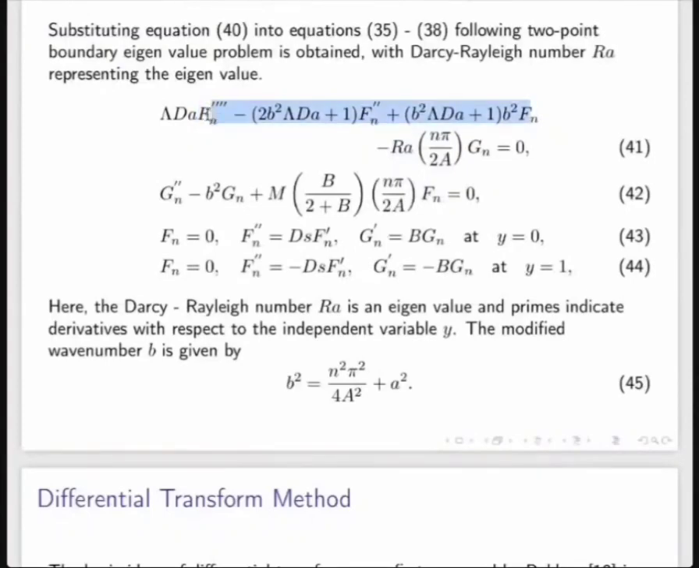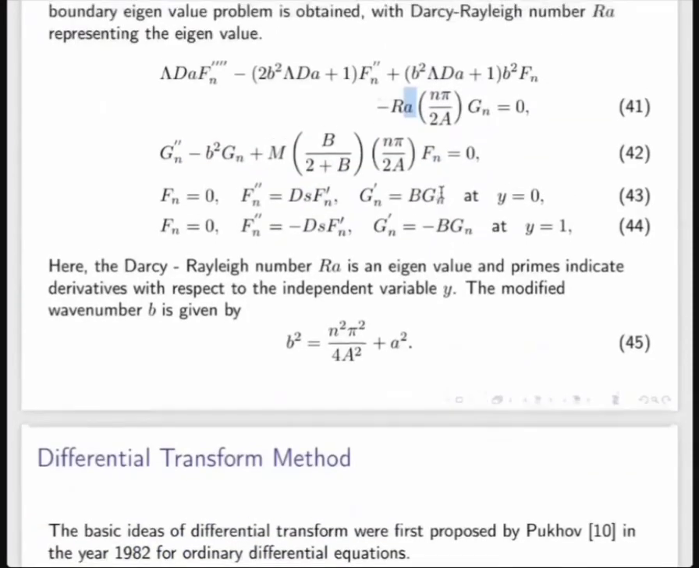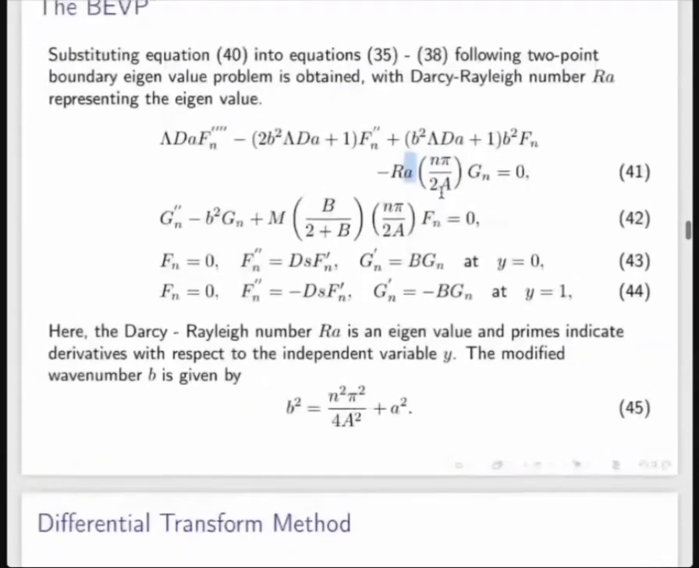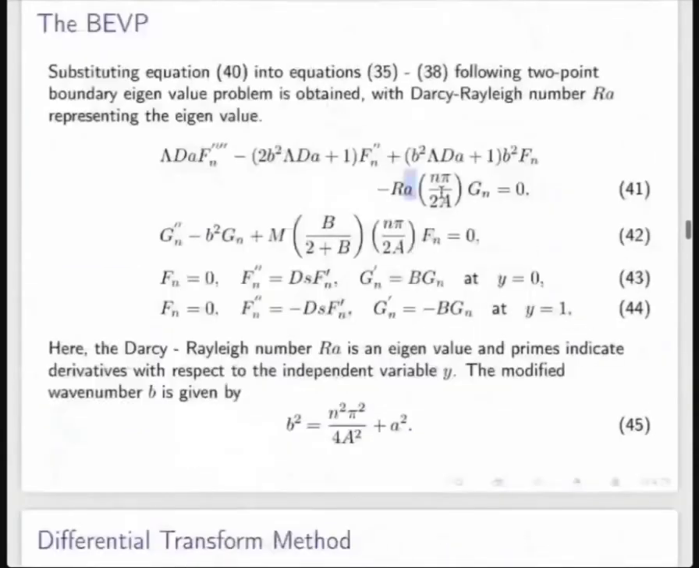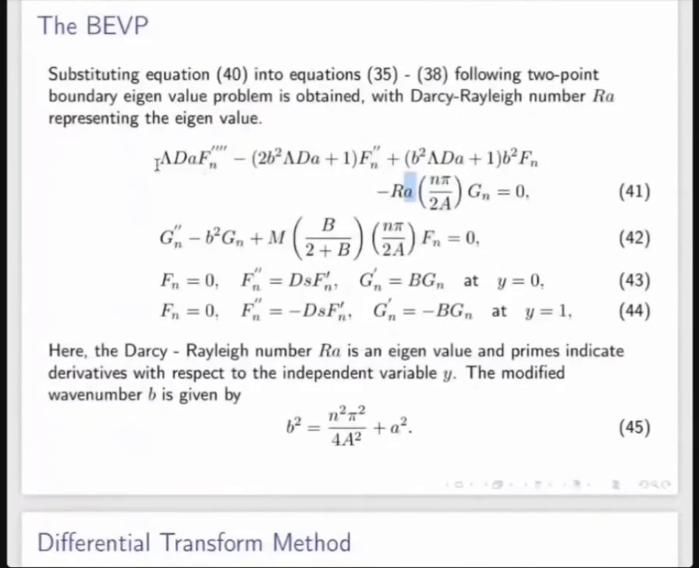are written as F subscript n and G subscript n, which will correspond to the corresponding eigenvalue Ra, which are integral multiples of R. So one can take the normal mode solution. I should not say basic state, the fundamental mode of solution.